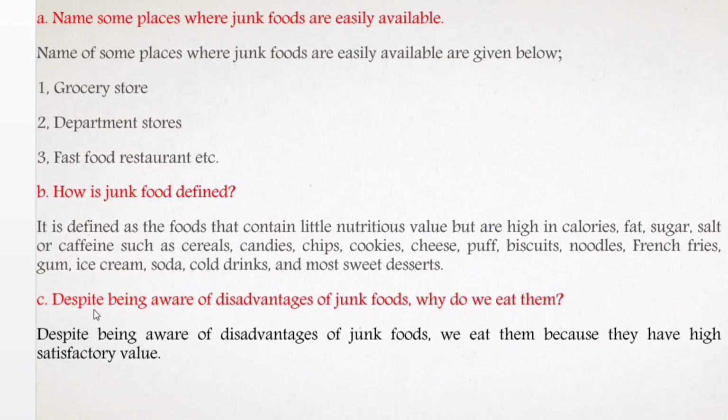Question number C. Despite being aware of disadvantages of junk foods, why do we eat them? We all know these junk foods are not healthy. They have disadvantages or problems. Even though we eat, why? The question is asking why. And the answer is, despite being aware of disadvantages of junk foods, we eat them because they have high satisfactory value. Why do we eat? Because junk foods have high satisfactory value. This is the answer.